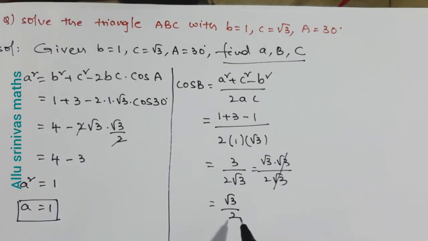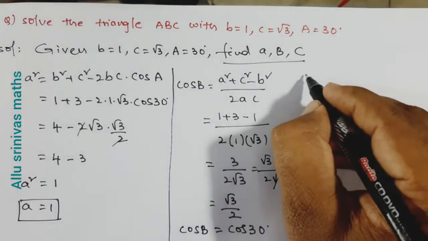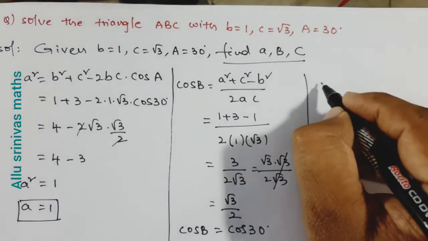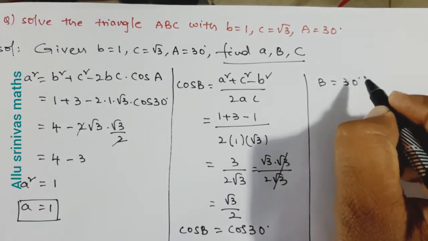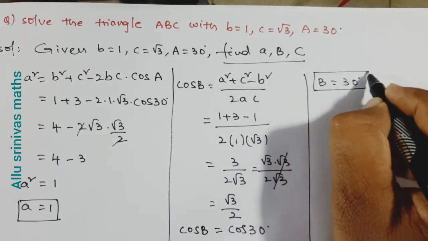Root 3 by 2 can be written in cosine terms as cos B equal to cos 30 degrees. Both sides cos terms cancelled and then B equal to 30 degrees. This is the required angle.